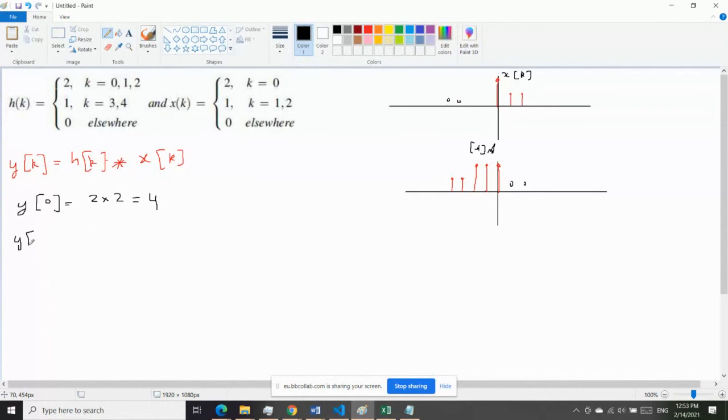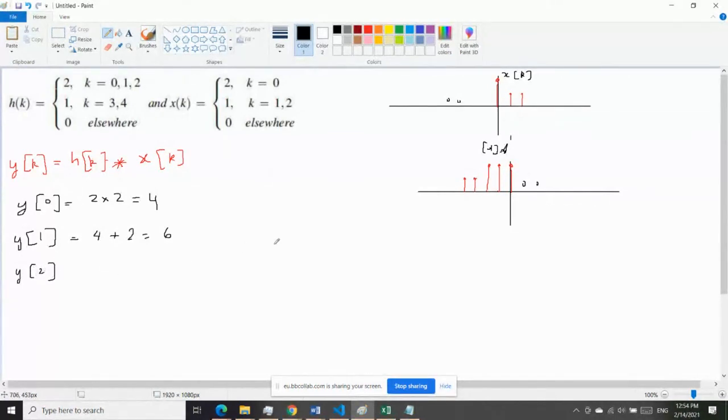What about y[1]? y[1] معناته انه we take this now and we shift h to the right بحيث يصير aligned مع ال1، and then نضرب ونجمع. So again هذا حينضرب في الزيرو، لا هنا 2 في 2 حتجيب لنا value 4، وهذا 2 في ال1، ف 4 plus 2 حيكون 6، وهكذا.